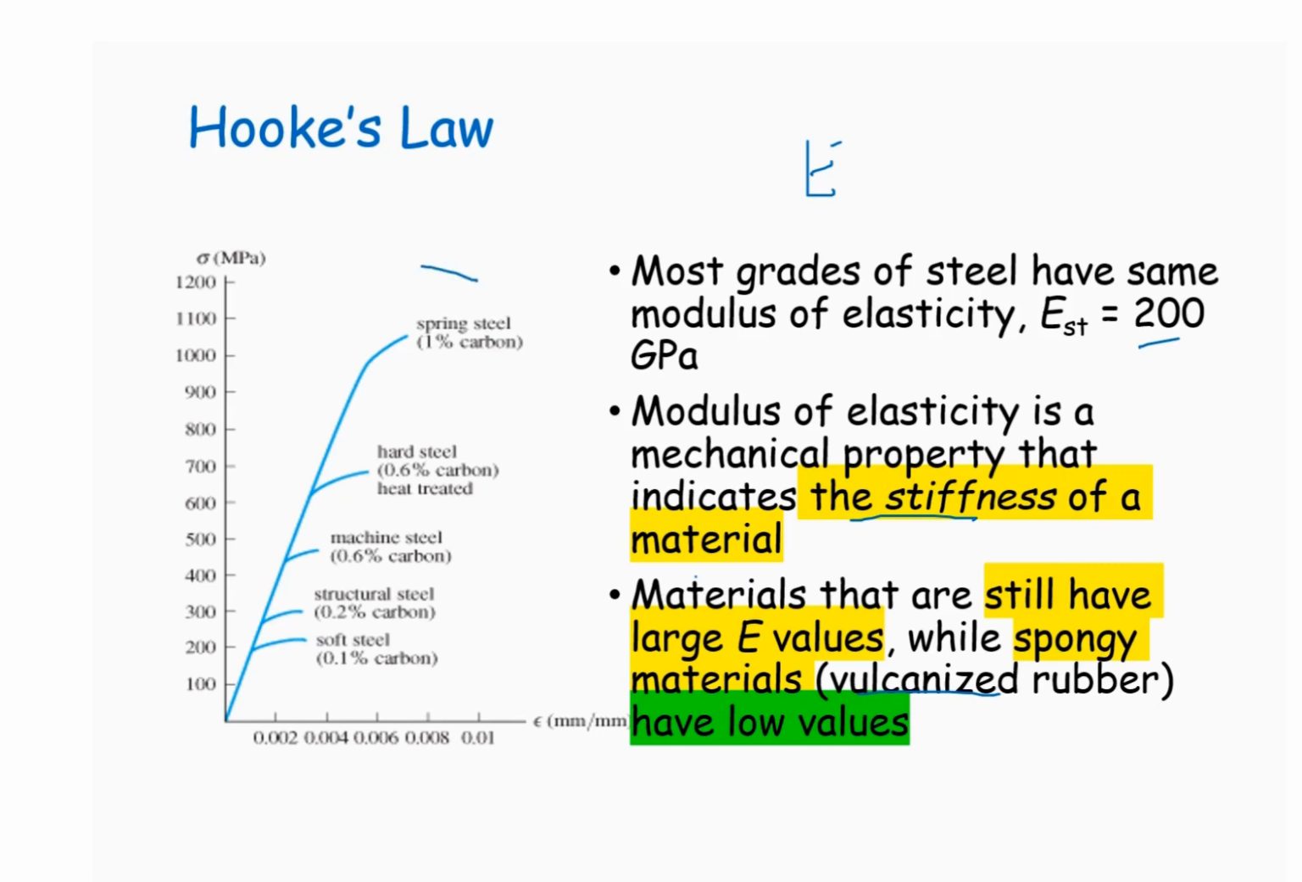And from the graph here, we can see different types of steel. We have soft steel, structural steel, machine steel, hard steel, and spring steel. This shows the stress versus strain for different steel grades. And the slope here indicates the modulus of the steel.